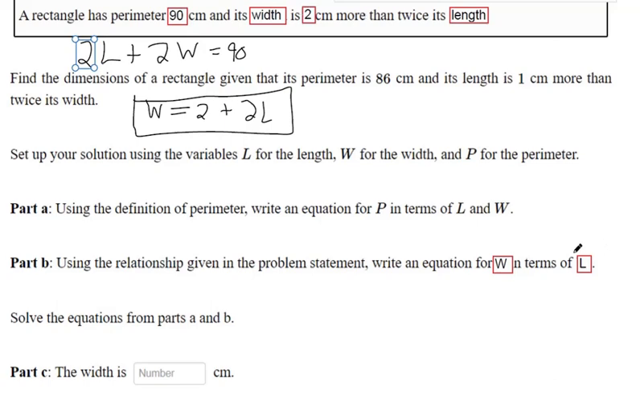Solve equations from part A and B. I wonder if the person who made this intended not to say solve your equation for, write an equation for P. I wonder if they intended this up here, because you need that for part C. Look, we've got 2 different equations and 2 variables. The only way we can solve them is by somehow combining the 2 equations. So what I'm going to do is use this top equation, but instead of W, I'm going to put 2 plus 2L, okay? Because that's what W is equal to.